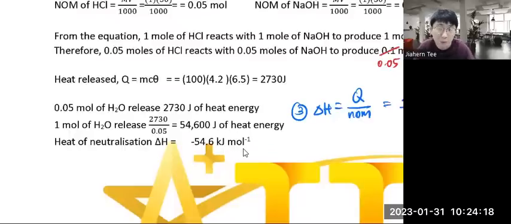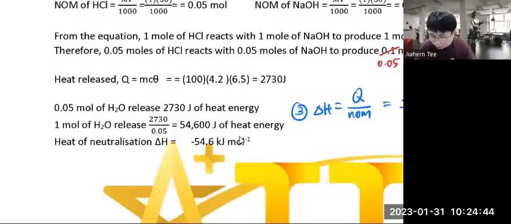Why does the per mole suddenly appear? Because now it's in terms of 1 mole, right? So the unit here is per mole. Q is not per mole. Why? Because Q is the heat released in this experiment, which is only 0.05 mole. How is it per mole? No, right? So for Q, the unit is always just joule. But for delta H, the unit is always kilojoule per mole, because you divided by the number of moles.